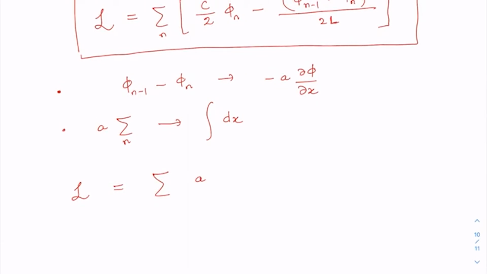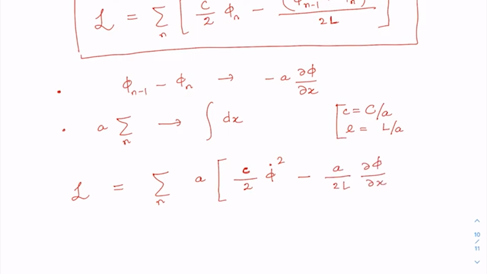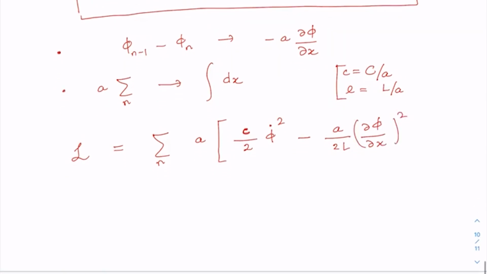Then this Lagrangian for the discrete transmission line, I can write in this form also. I will explain it. a times small c is the capacitance per unit length. Just recall that small c is capacitance per unit length, and small l would be inductance per unit length. That's what we are going to utilize here. So this is small c here: c φ̇² minus a/(2l) (∂φ/∂x)².